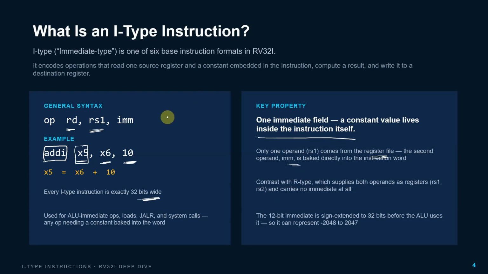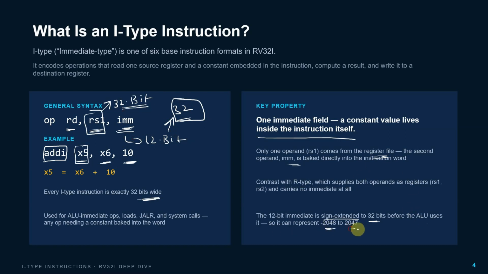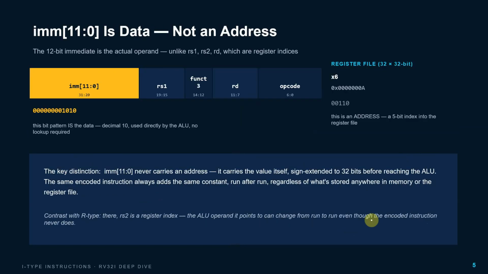This immediate value is a 12-bit immediate, and it is sign extended to 32 bits because RS1 has a 32-bit value. That's the reason this immediate value is actually 12 bits only, and it will be converted into a sign-extended 32-bit value, and the operations will be performed on this sign-extended 32-bit immediate value and the register's 32-bit value. The ALU uses it, so it can represent from minus 2048 to 2047.